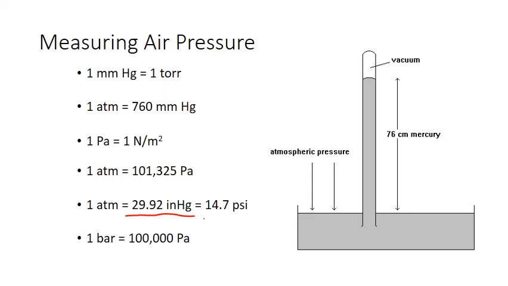Another one that you probably know from inflating your tires on your car is PSI. PSI actually stands for pounds per square inch. So 1 atmosphere equals 14.7 PSI. And finally, a common unit used in meteorology is the bar. A bar is actually equal to 100,000 pascals. So it's very close in magnitude to an atmosphere, but not quite as large.